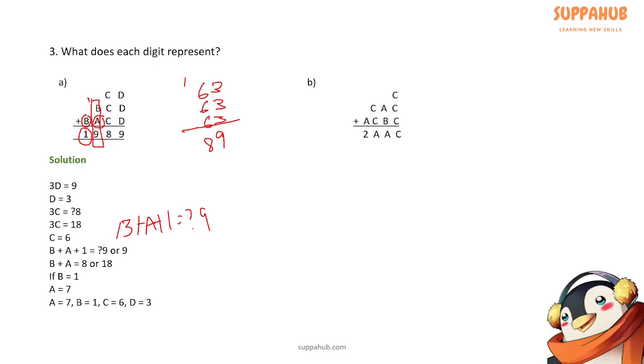So then let's look at the next example. C plus the 3-digit number CAC, plus the 4-digit number ACBC is 2AAC. So the solution: 3C gives you something ending in C. Guess what it is? 3 times C gives the last digit as C. Again, it has to be 5, because 3 times 5 gives you 15. Nothing else will give you this in the multiplication table.